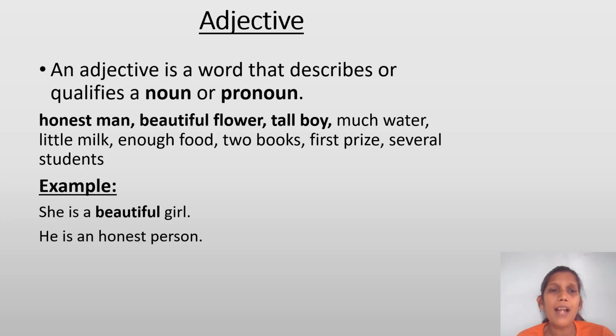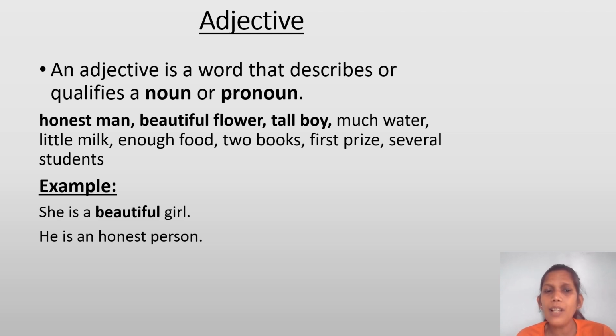An adjective is a word that describes or qualifies a noun or pronoun. Okay, for example, honest man, beautiful flower, tall boy, much water, little milk, enough food, 2 books, first prize, several students. Okay, she is a beautiful girl. She is a girl. How the girl looks is she is beautiful.